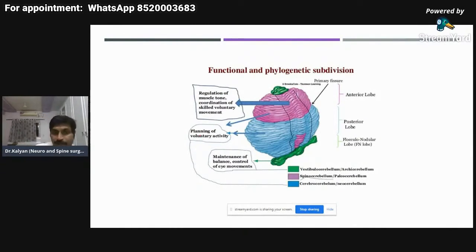So as I've told you, these are the three parts. This is the archicerebellum or the flocculonodular lobe. The function is maintenance of balance and control of the eye movements. This is the anterior cerebellum, which is known as the paleocerebellum. Its function is regulation of muscle tone. And this is the middle lobe or the neocerebellum, whose main function is planning of voluntary activity and coordination.